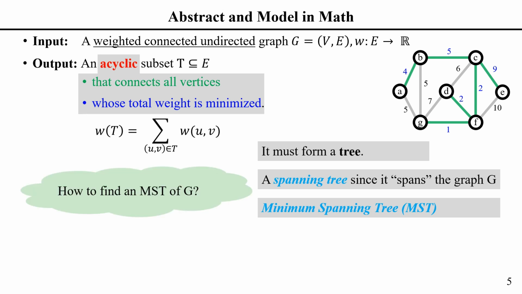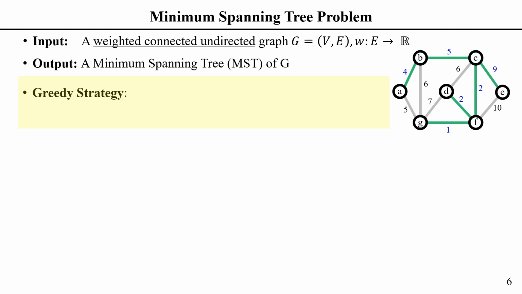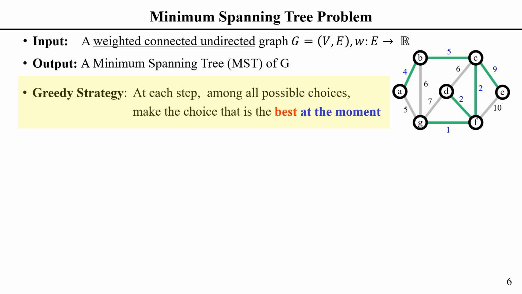Now, how can we find such minimum spanning trees in graphs? I'll let this question sip in your mind for a while, and I'll get back to it later. For now, I want to introduce you to greedy strategies in general. By greedy, we mean at each step, among all possible choices, we make the choice that is the best at the moment.